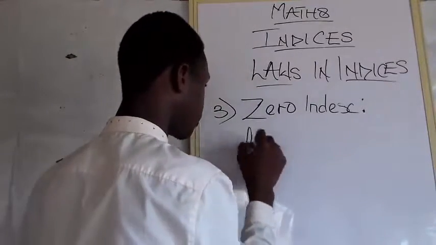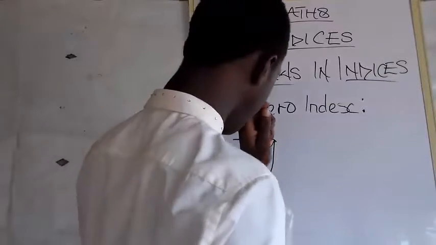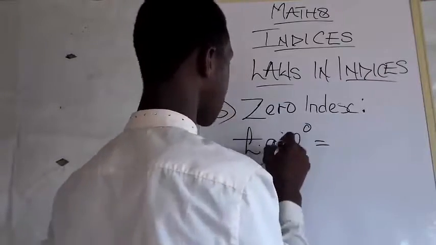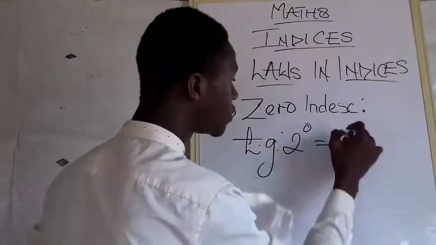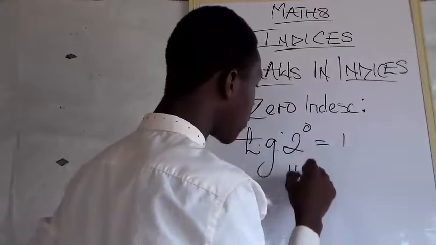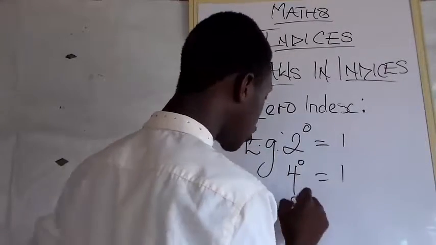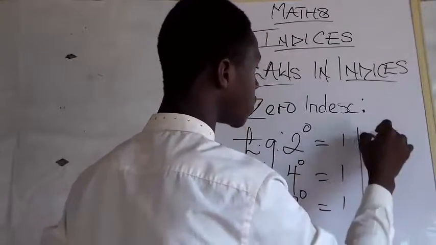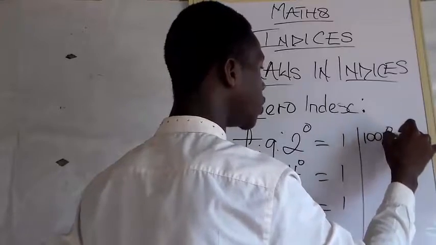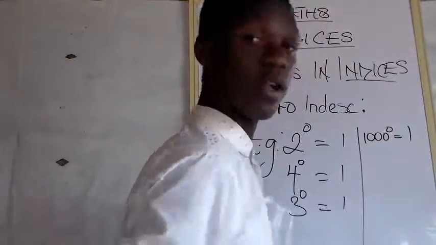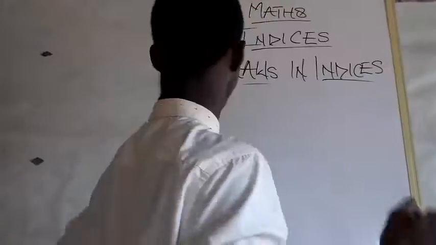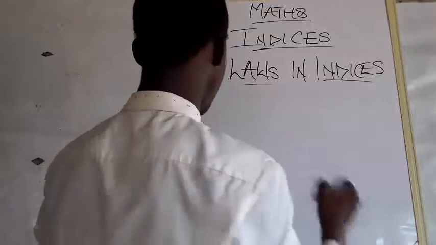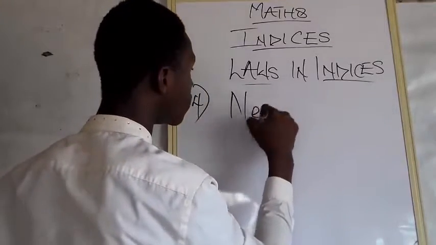For example, we have something like 2 raised to power 0. Now 2 raised to power 0 is 1. 4 raised to power 0, 1. 3 raised to power 0, 1. 1000 raised to power 0 is what? 1. Now you understand.